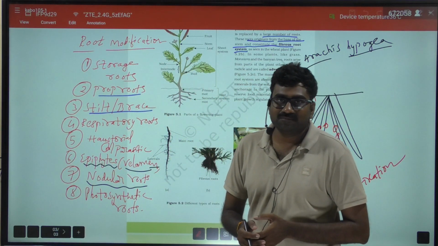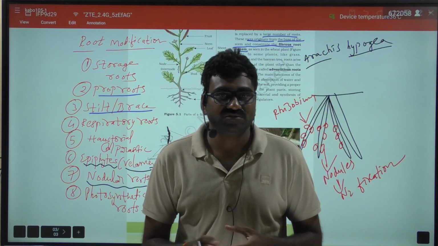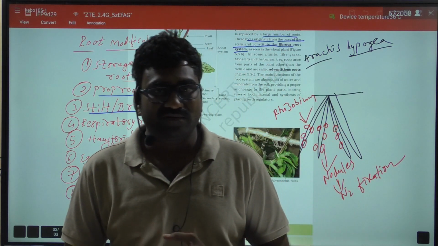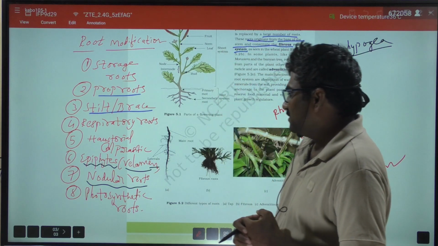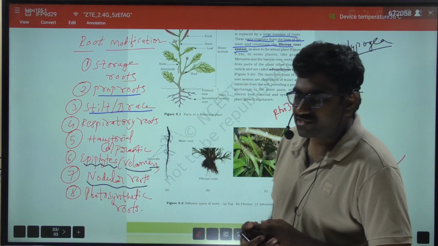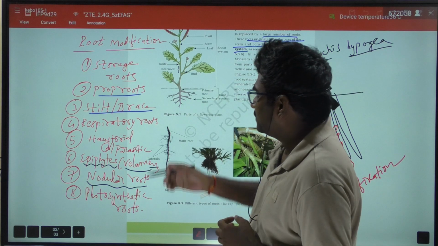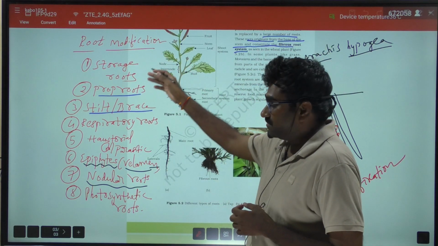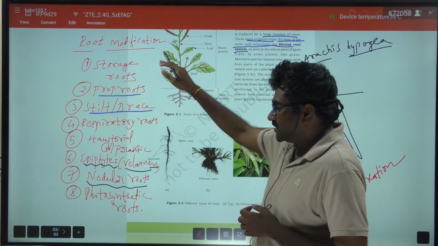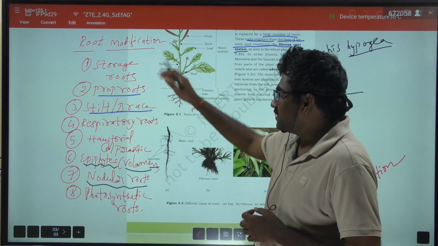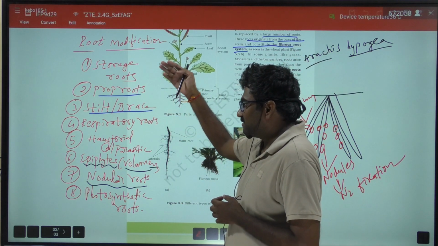Next, photosynthetic roots. The name indicates that the roots perform photosynthesis. Taeniophyllum is the best example for photosynthetic roots. These are the modifications of roots, which are important from the IPE point of view, an 8 marks question. So you have to write at least 5 to 6 modifications in the examination.